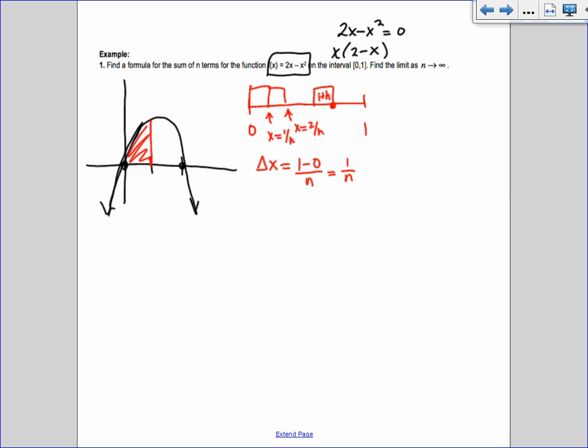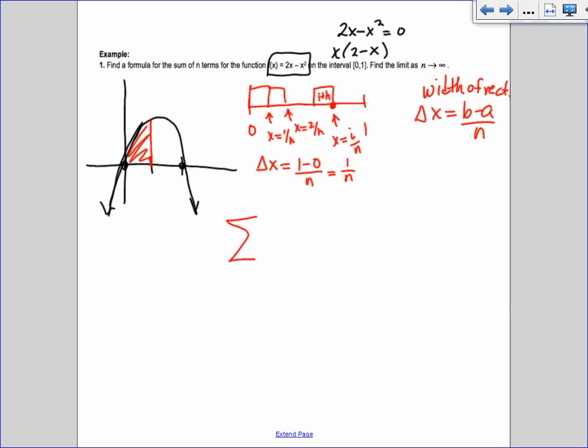What's the delta x again? There's only 1 minus 0. Is it the x minus the y or what? Delta x is always b minus a over n. It's the width of the rectangle. Okay, so the ith rectangle has x equals i over n. That's right. So what we're going to do is replace our x values with i over n.